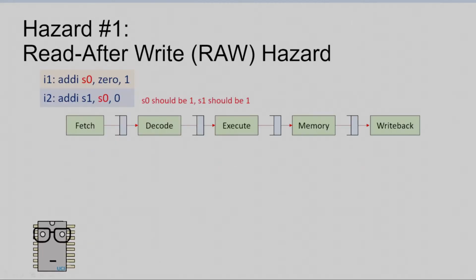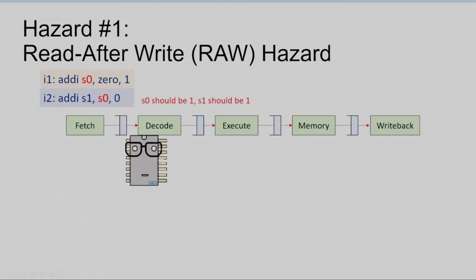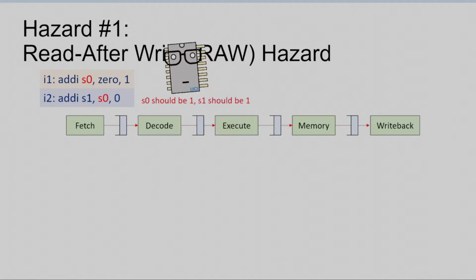So here's another example. A simpler example. We have two instructions again. One instruction is add immediate. It adds 1 to the 0 register, so we're going to be storing 1 inside S0. And the next instruction is adding 0 to S0.